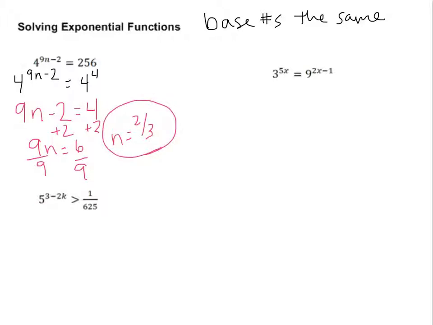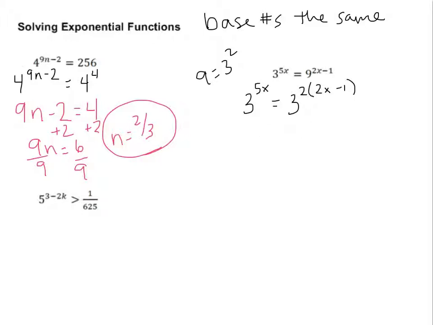Okay, next one. Here we have 3 to the 5x is equal to 9 to the 2x minus 1. So we want the base numbers to be the same. This one is 3, this one's 9. Well, we know 9 is 3 squared. So 3 to the 5x is equal to 3 squared to the 2x minus 1. So here we replace the 9 with the 3 squared.